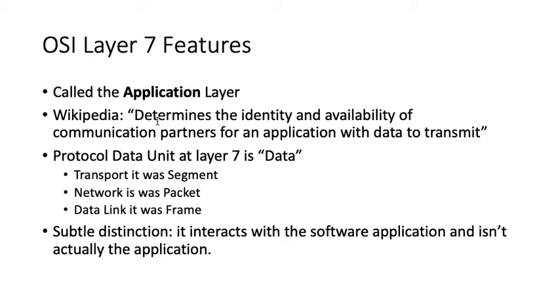However, I'll highlight this definition here that says determines the identity and availability of communication partners for an application with data to transmit. Or I put a subtle distinction comment down here. The application layer is really about technology that interacts with the software application, and it isn't actually the application itself. It's a subtle enough distinction, and it's not really important in our class, so we'll just pretend like the application level really and layer really is the applications that communicate one to another and whatever protocols they use. But technically it's a little bit lower level than that, but close enough for our purposes.